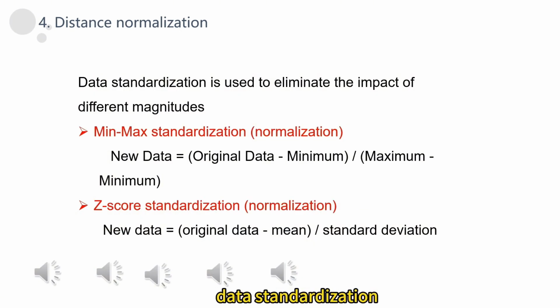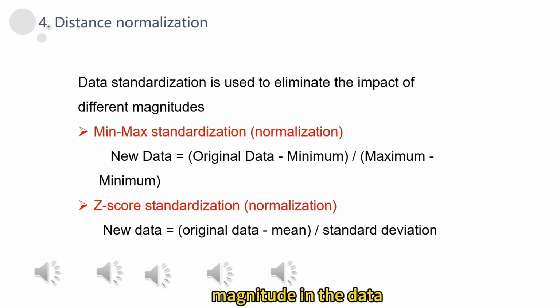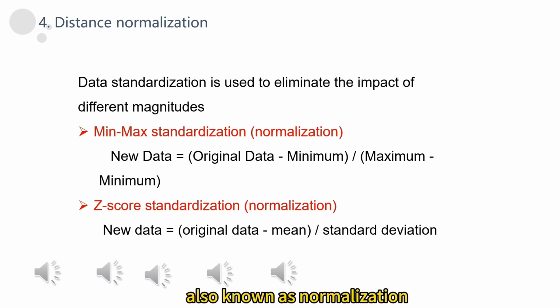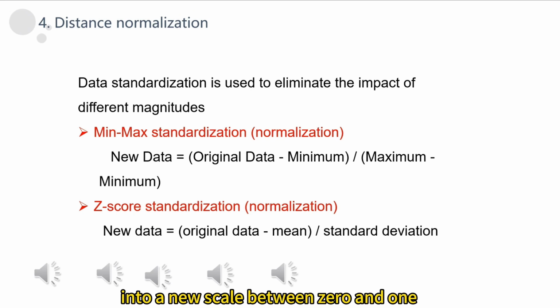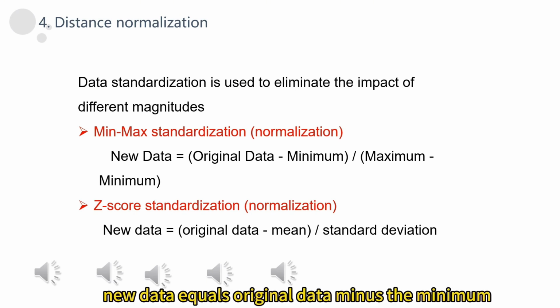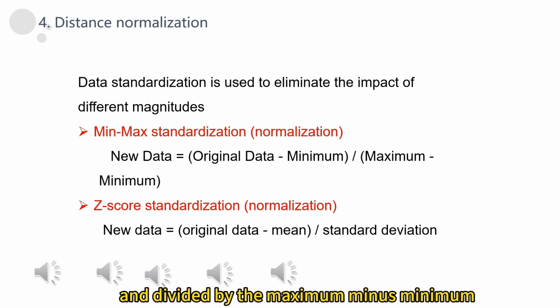Data standardization is a technique used to remove the influence of varying magnitude in the data. One commonly used method for data standardization is min-max standardization, also known as normalization. In this approach, we transform the original data into a new scale between 0 and 1. The formula for min-max standardization is as follows: new data equals original data minus the minimum, divided by the maximum minus the minimum.